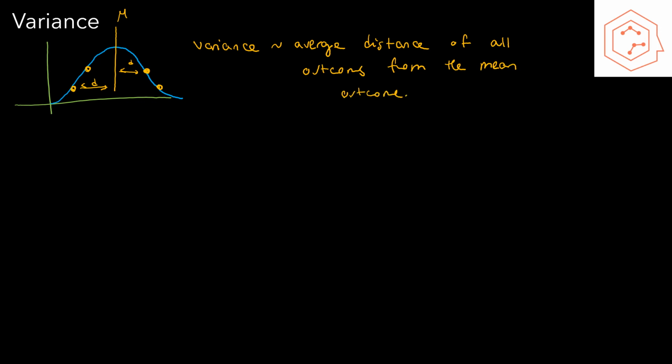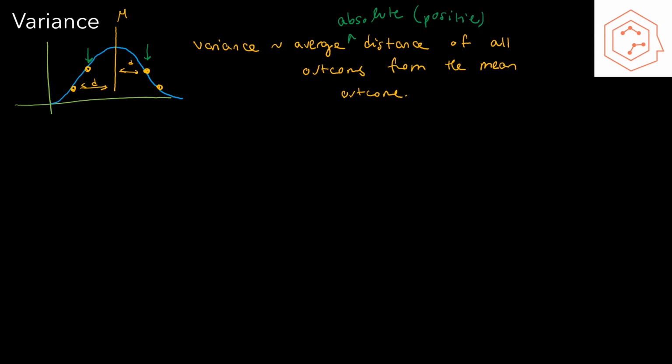Now our only problem is that outcomes less than the mean are going to have a negative distance, and outcomes greater than the mean are going to have a positive distance. So if we added them directly, then some are going to cancel out and we're not going to get to the result we're looking for. So we can fix this by adding the average absolute distance, and absolute we'll just say means positive.